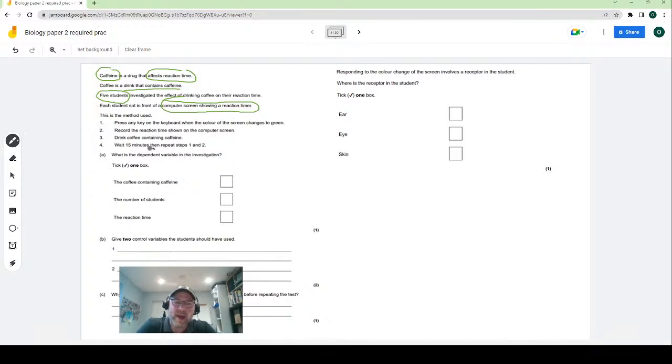Okay, what's the dependent variable, guys, in this investigation? Is it coffee containing caffeine, number of students, or the reaction time? What is it that's the dependent variable? Yeah, you're recording the reaction time, absolutely. So the dependent variable is what you record, and that is the reaction time. Cool. Number 3. Right, 2 control variables the students should have used.